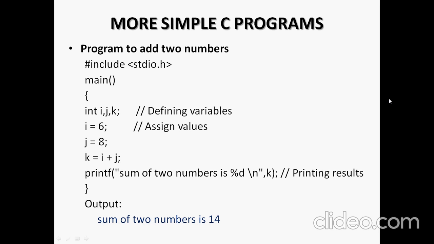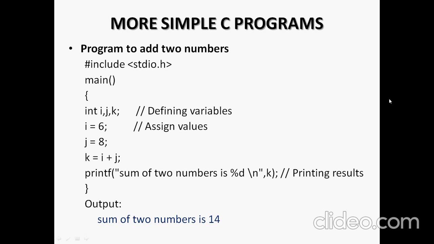int is the integer data type, used to declare the variables i, j, k. So int i, j, k semicolon. Then i equals 6. After declaring these three variables, I am assigning the value 6 to i and 8 to j. You can see at the end of each statement we have a semicolon, because all statements you write in between the opening and closing curly brace must end with a semicolon. Hence we are putting a semicolon at each line.